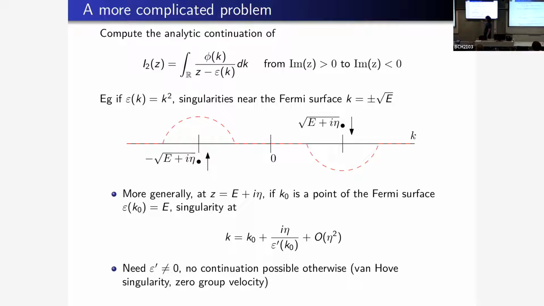It's just that the way you have to deform the contour in k is not always the same. You have to deform the contour in k in a way that pushes the singularities of k below the axis. So sometimes you have to go up, sometimes you have to go down, and whether you go up or down is given by the sign of epsilon prime of k, the derivative of the dispersion, which is the group velocity.